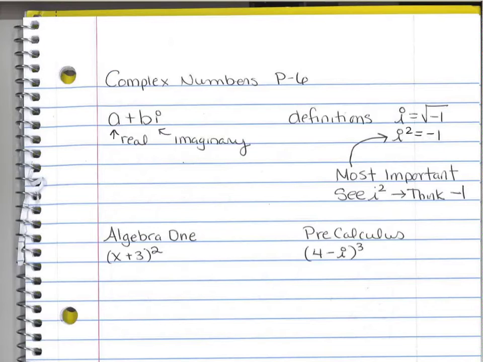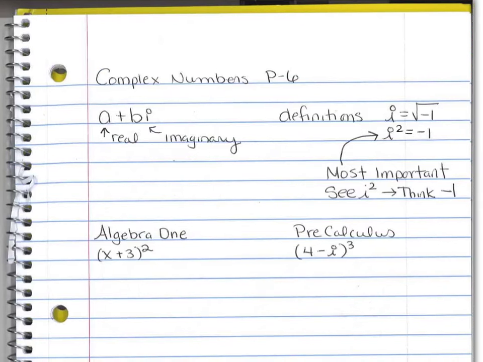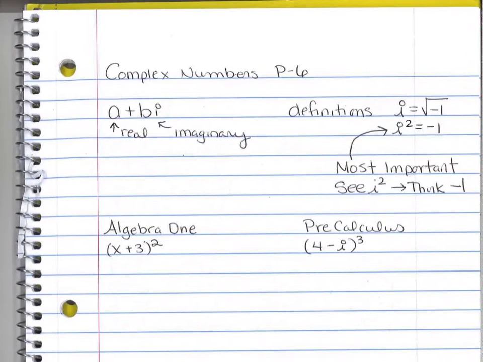The next lesson is on complex numbers. Complex numbers have a real part and an imaginary part, and you need to take a look at the definitions, the most important one being i squared is equal to negative 1. So whenever you see i squared, I always think to myself, or remind students to, think poof, like you're waving a magic wand. Because it's imaginary, it changes to negative 1.